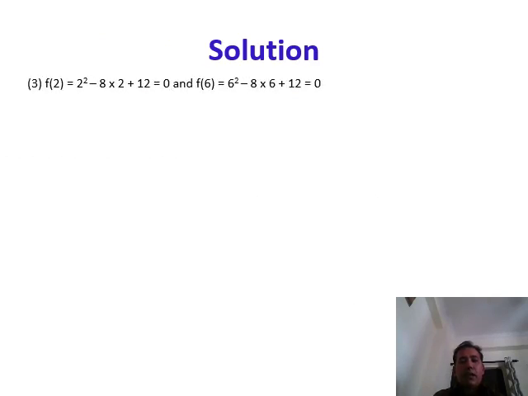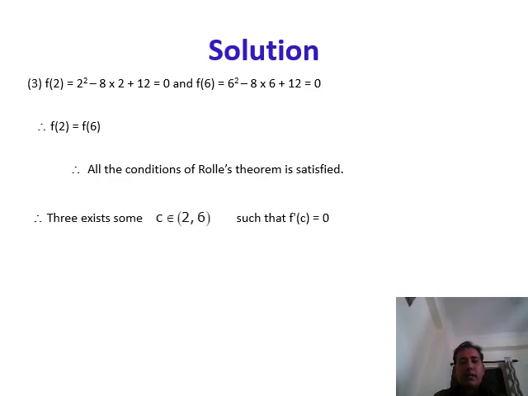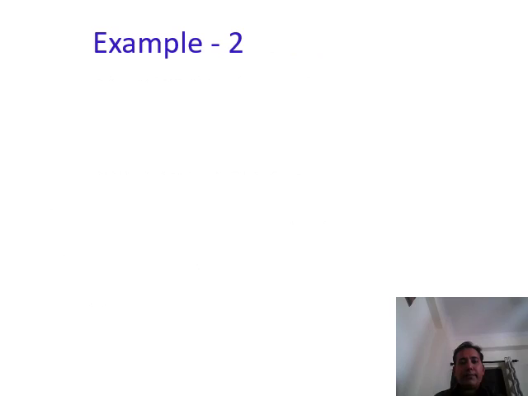Now, f(2) is 0 and f(6) is also 0. Therefore, f(2) is equal to f(6). All the conditions of Rolle's theorem are satisfied. Then there exists some c belonging to (2, 6) such that f'(c) is equal to 0. Implies that 2c minus 8 equal to 0. It means c is equal to 4. Now 4 lies between 2 and 6. Hence Rolle's theorem is verified.